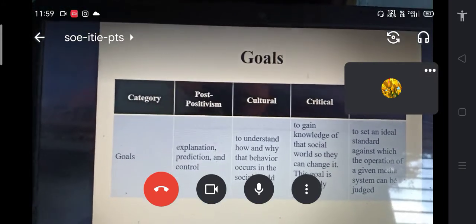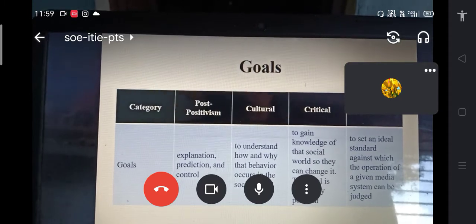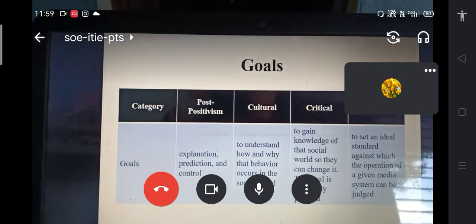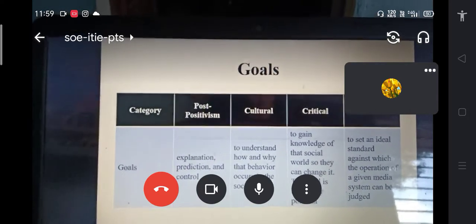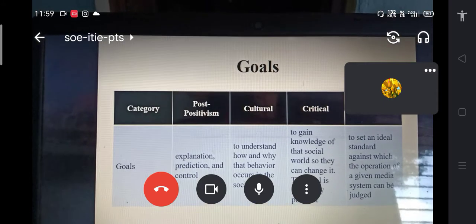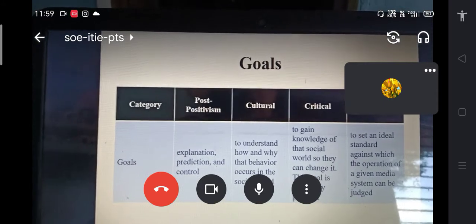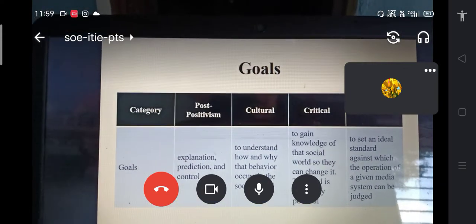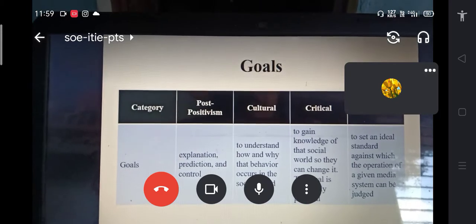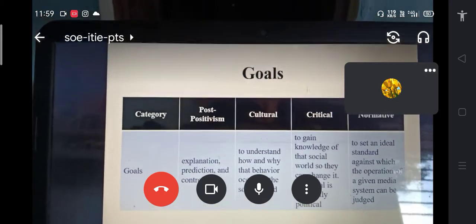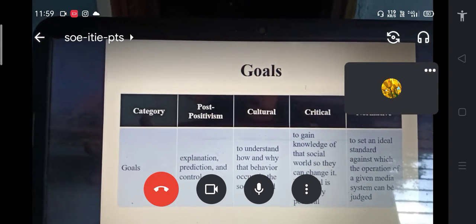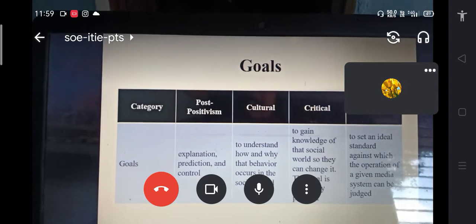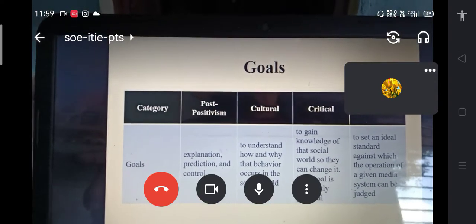And the last one is normative. Normative goes with the word here, norms. So when you use certain norms in your research topic to compare the structure, the system that you are studying. For example, if I say that we have been given freedom of speech and expression by our constitution, and if a certain political party is stopping us from doing free expression of what we want to say, then this is against the right that has been given to us.